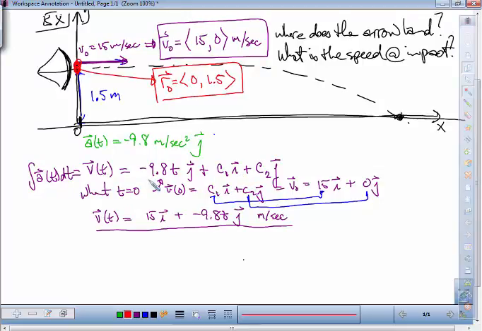When we integrate, we're really integrating the integral of 0 comma negative 9.8 dt. And so when we integrate this, we integrate 0 and we get a constant out of that. And then negative 9.8t plus another constant. And so that's c1 and c2 here.